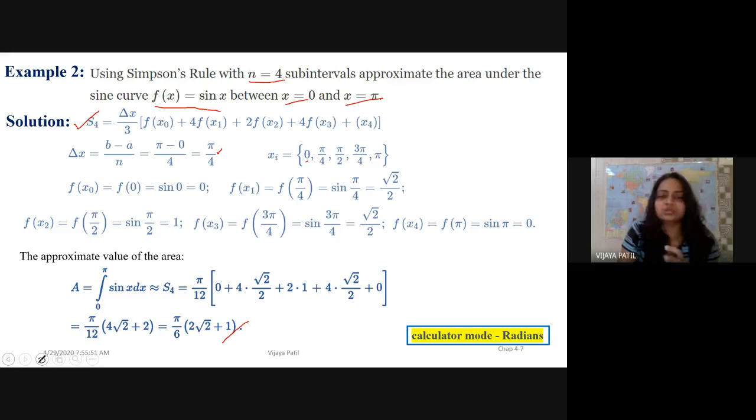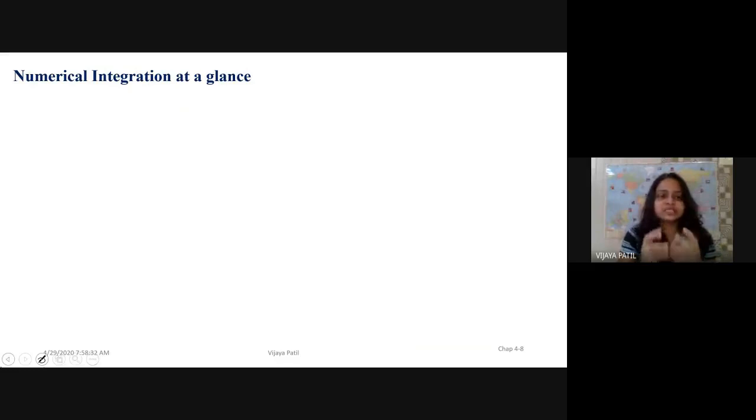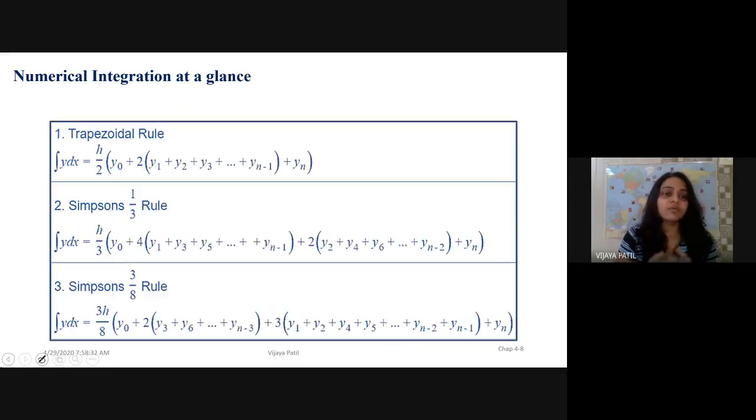It's not required that you will always have a one digit answer. You can just leave the answer here as pi by 6 times square root of 2 plus 1. Now let us see the numerical methods, because in this session I'll be just dealing with two, that is the trapezoidal and the Simpson's rule. But there is one more. Normally, whenever Simpson's rule is mentioned, it is always the 1/3 rule. There is one more, that is the 3/8 rule. Let us see what it is.